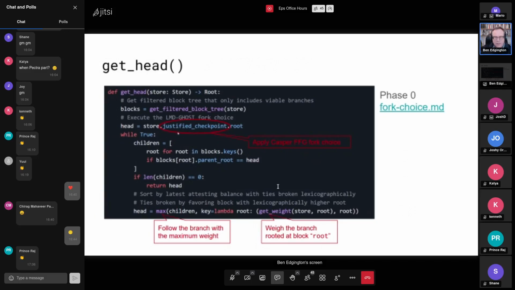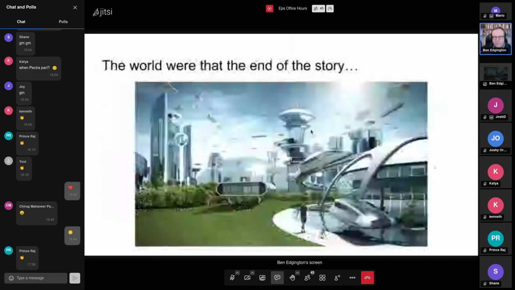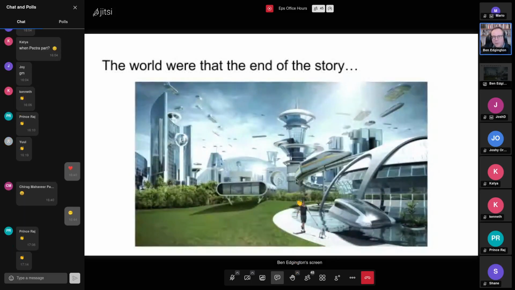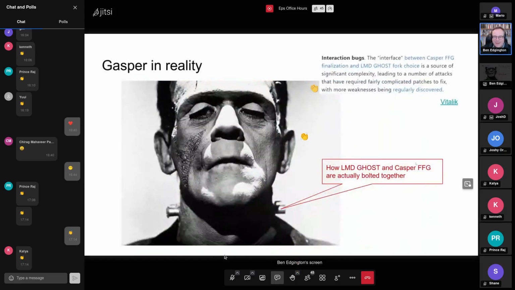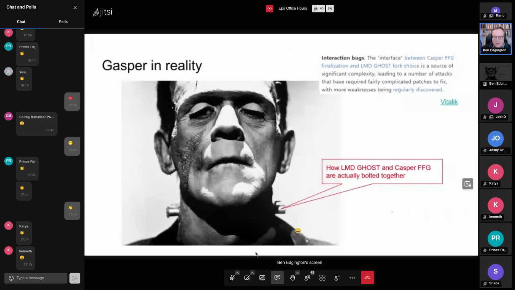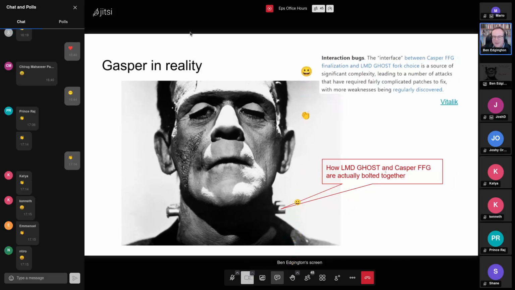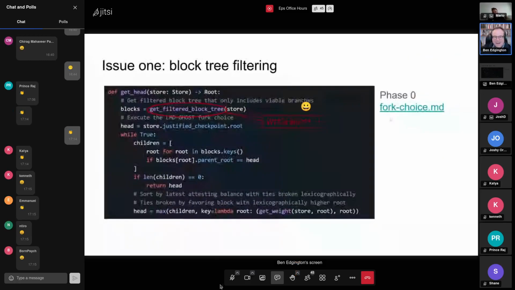That explains where this comes from. We looked at the get head function previously, and this is the root where we start our search when we run the get head algorithm. We apply the Gasper FFG fork choice rule, and there it is. The world, if that were the end of the story, which it isn't, unfortunately. This is what it looks like in reality. How LMD Ghost and Gasper FFG are actually bolted together is ugly. Vitalik agrees, and you can look at the quote from him later.